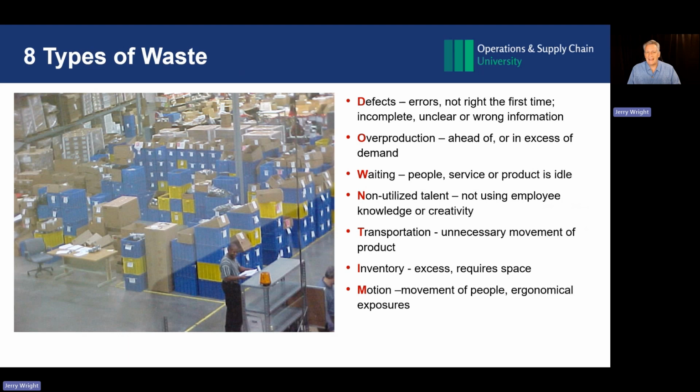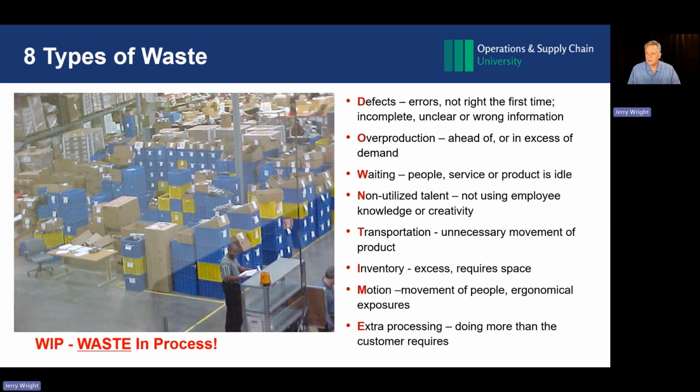This almost last one, motion. Movement of people, poor ergonomics. So people walking and moving around when they're not doing something that's valuable for the customer is all waste. And then finally, the last one, extra processing: doing more than what the customer requires.